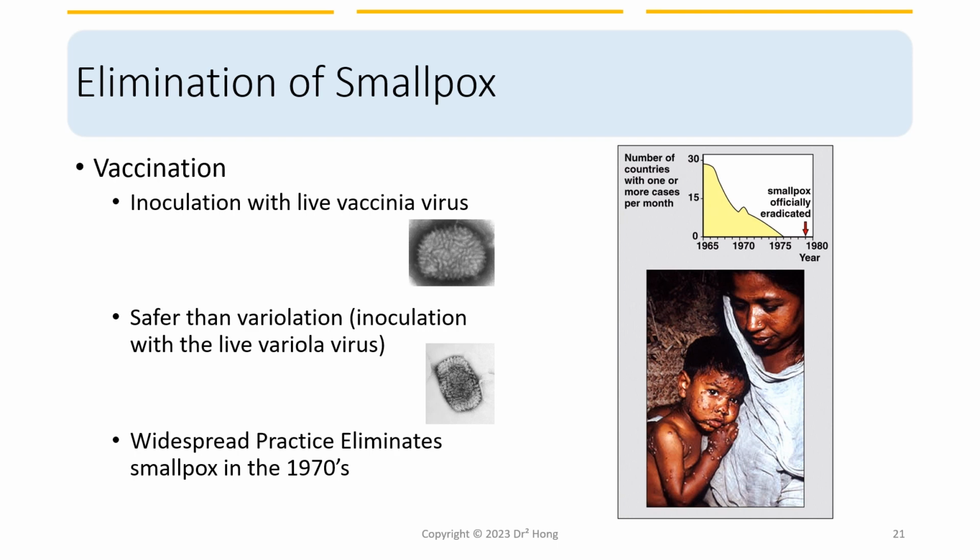First, we were lucky to have a cowpox virus that was similar enough to smallpox, and it was not deadly. Second, smallpox is only found to infect humans. If the virus jumps between species, then it would not have been so easy to eliminate it.